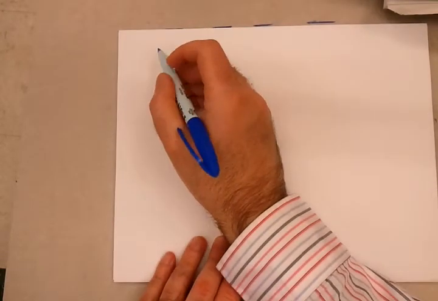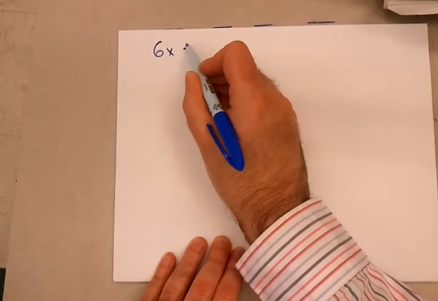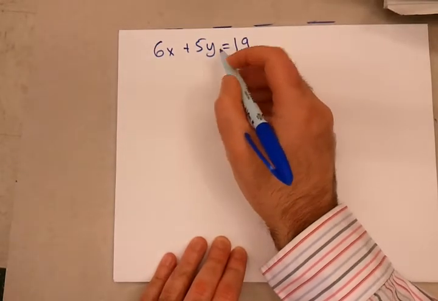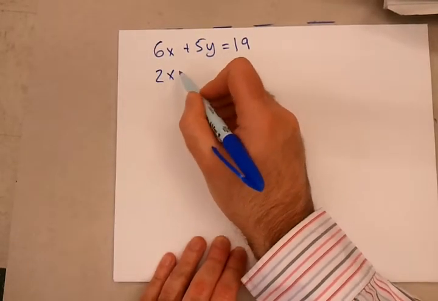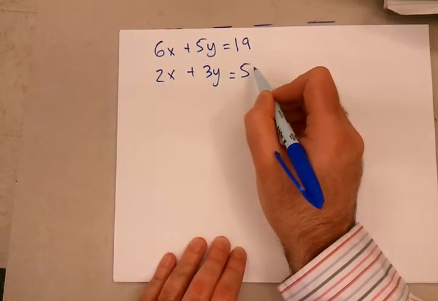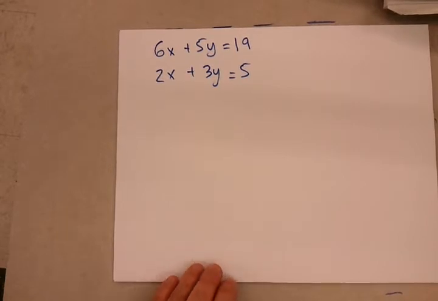Let's do this particular problem. 6x plus 5y equals 219. 2x plus 3y equals 5. Now again, it's a system of linear equations, and we can always use substitution and graphing as well, but we're concentrating on elimination since that's the simplest method.